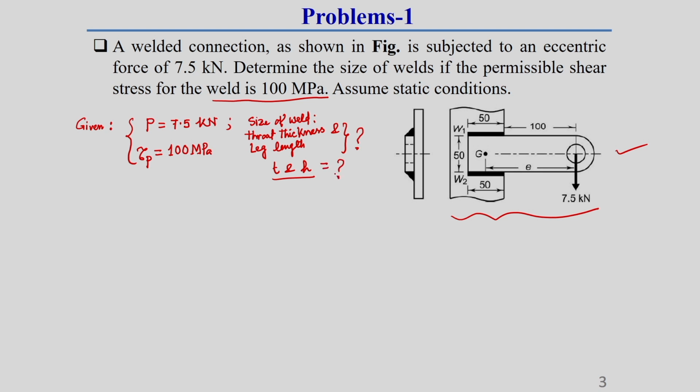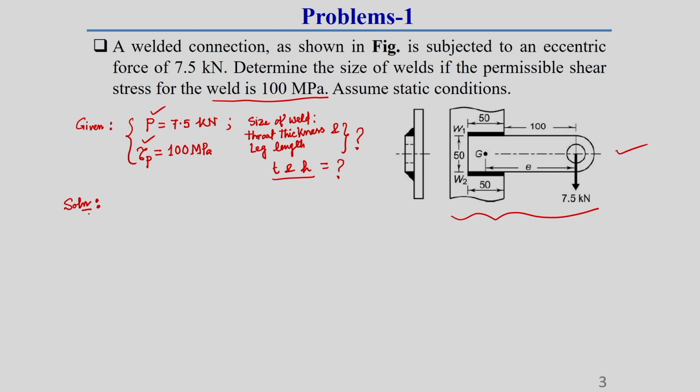In the last lecture I discussed the theoretical portion of how to find this throat thickness and leg length. Today I will just solve one problem, then it will be very clear to you. The given parameters are the eccentric load P, the permissible shear stress tau p, and the weld length. The detailed figure represents the connection of a bracket with another plate. Step by step I will now solve this problem.